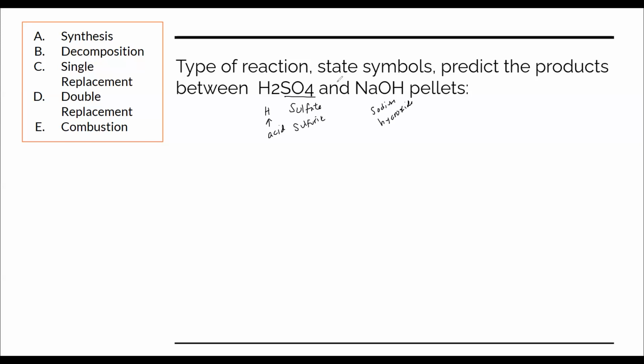So right now, I know I have two couples, so it's a double replacement, but I should also notice I have an acid, and if I have an OH in back, I have a base. So this is also going to be an acid-base reaction or a neutralization reaction. So you can go a little bit deeper on that.